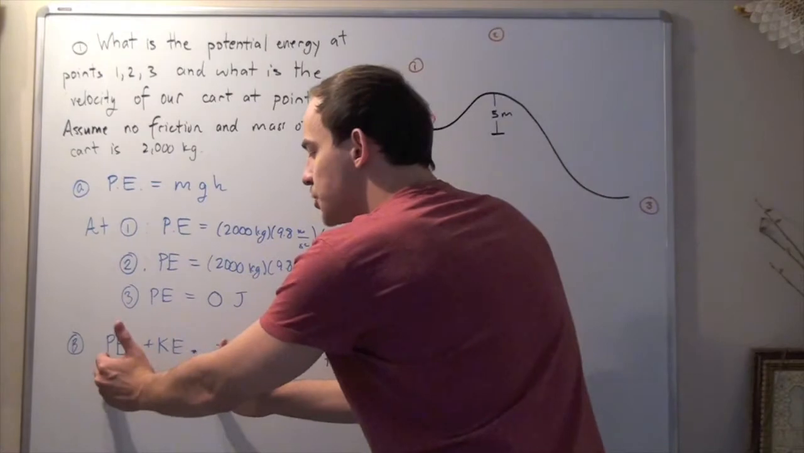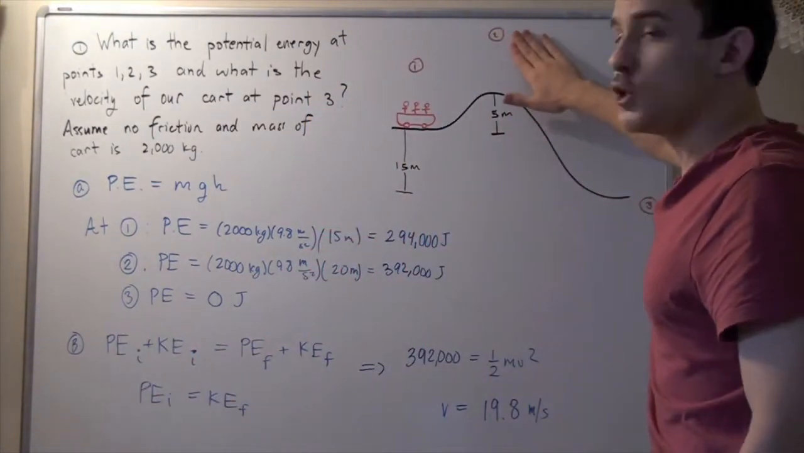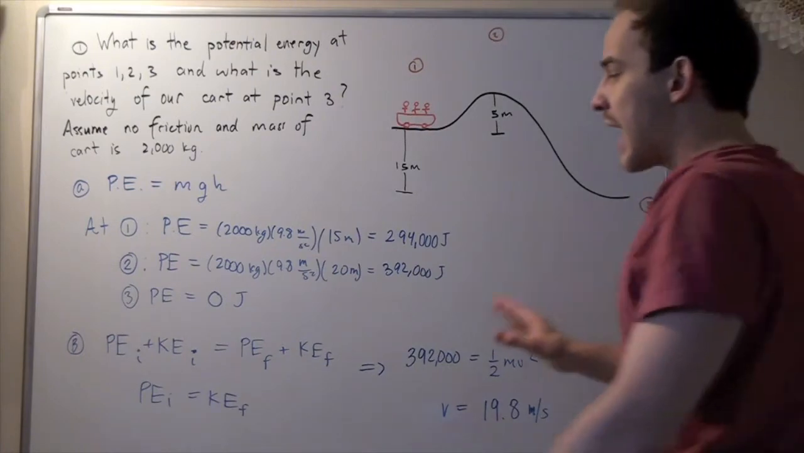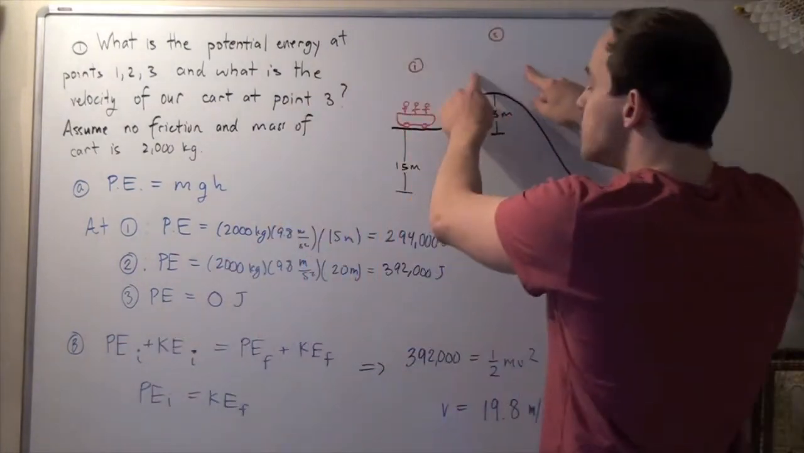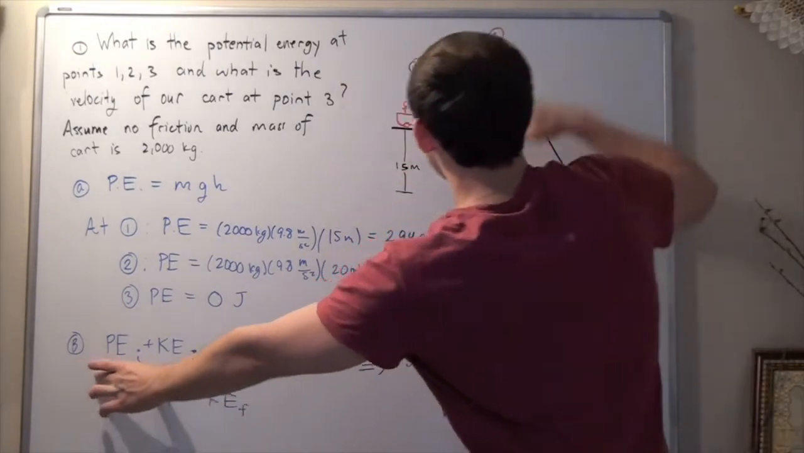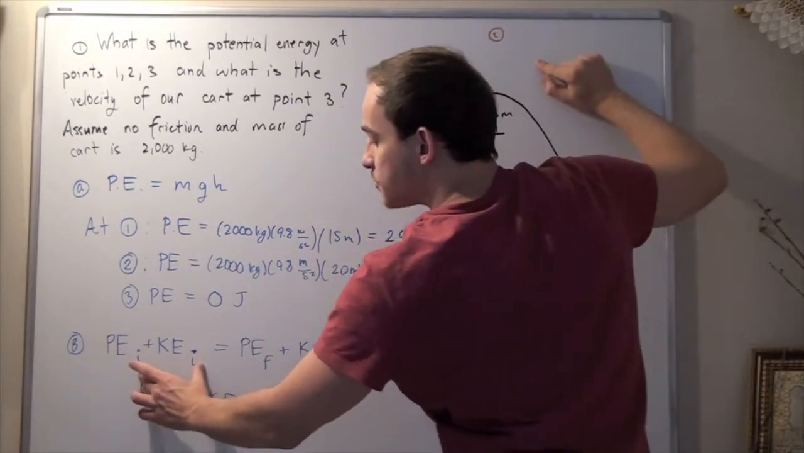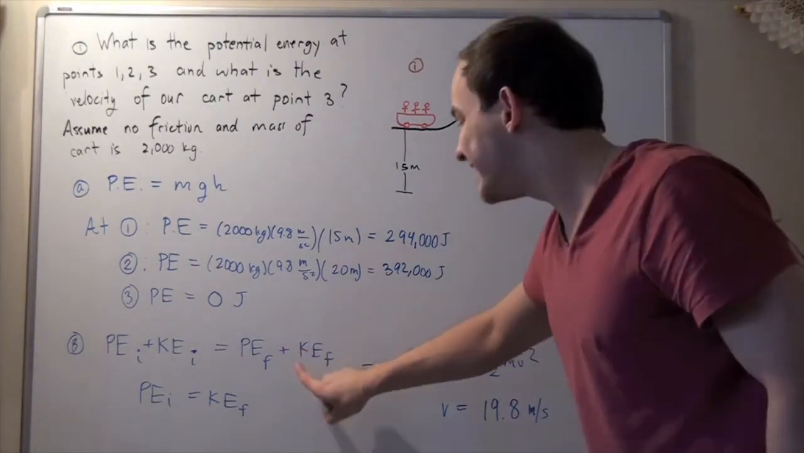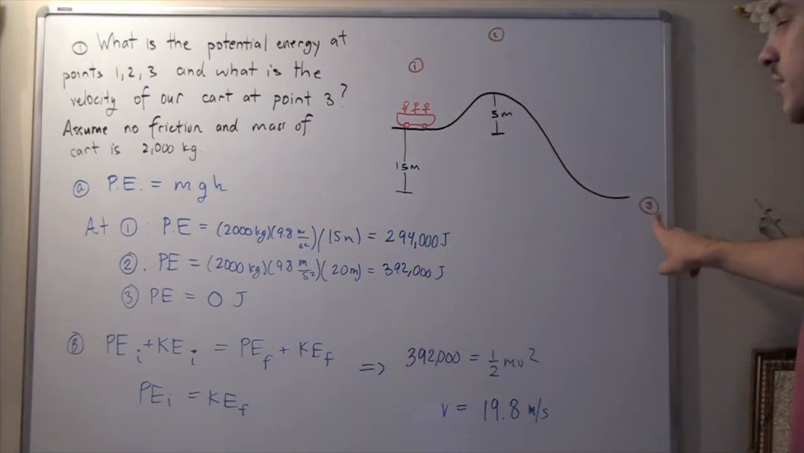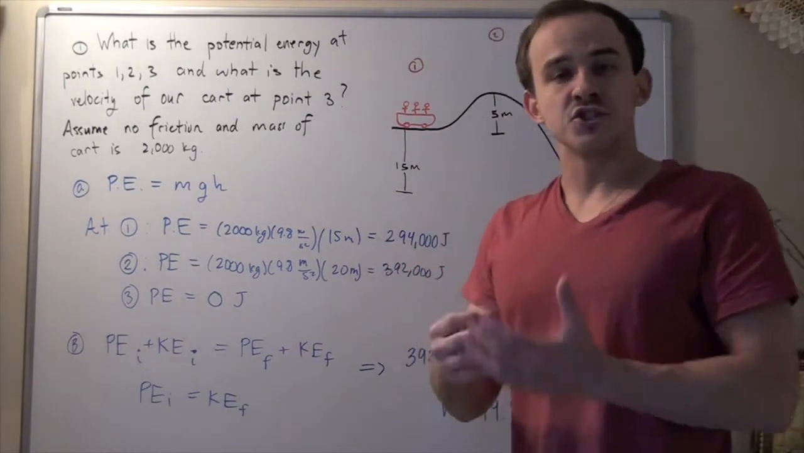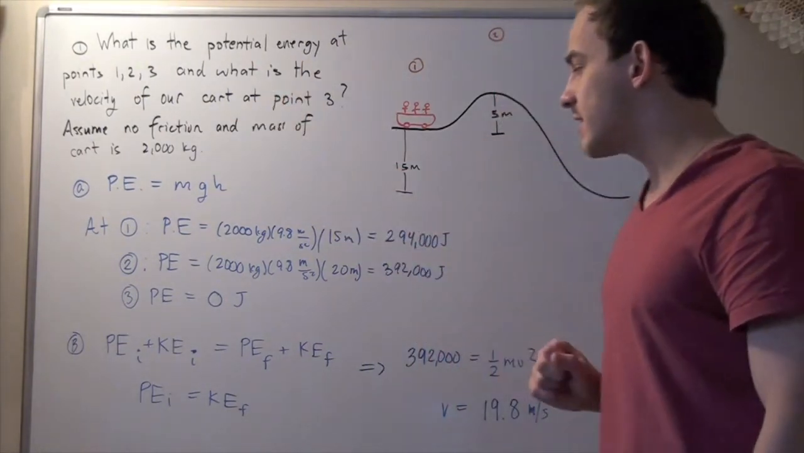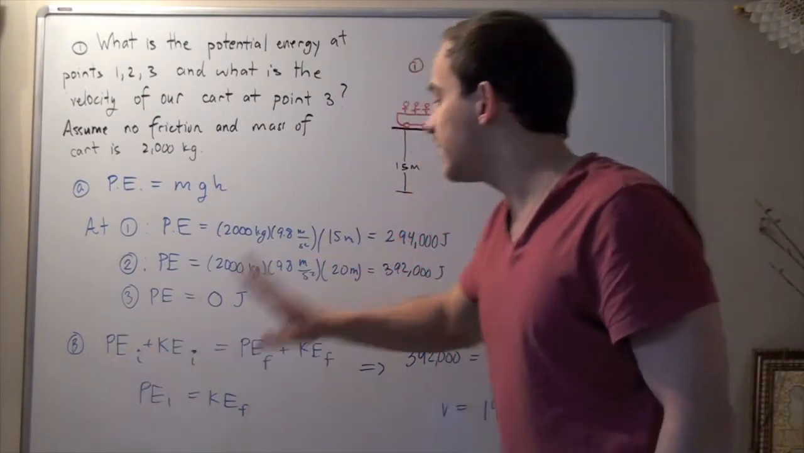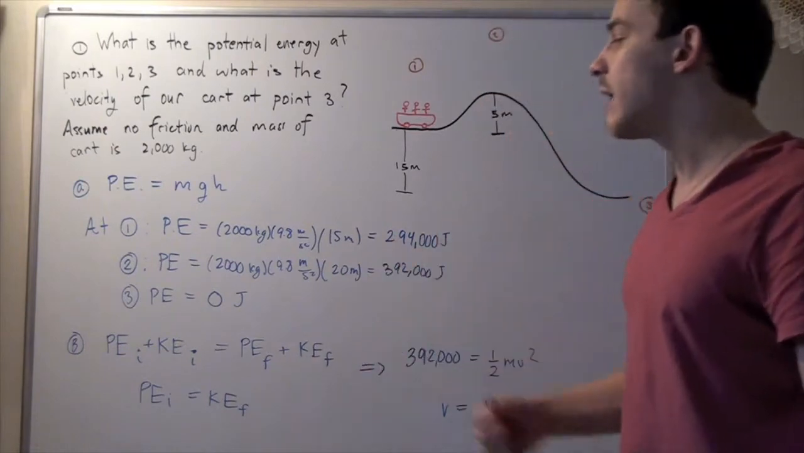So our initial, which we're going to assume is our point 2, and our final is point 3, our initial energy is simply the potential energy at this point plus the kinetic energy at this point equals our potential energy at the final point 3 plus our kinetic energy at the final point 3. So in other words, mechanical energy is conserved because no friction exists, and that means we simply plug in the values on this side and then plug in the values on this side and solve for velocity.